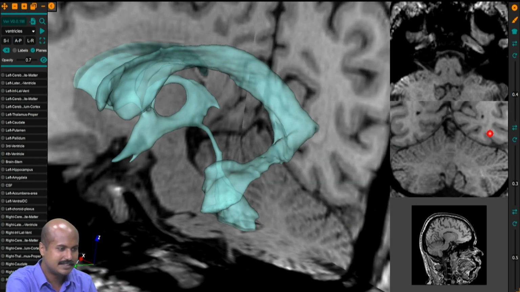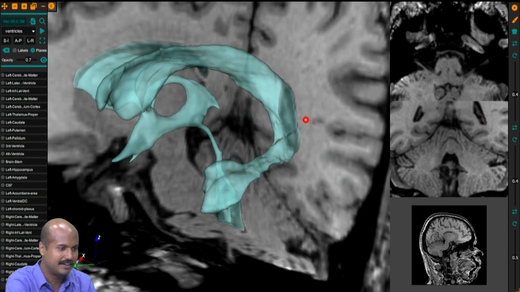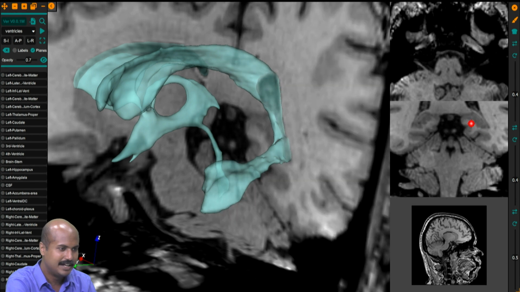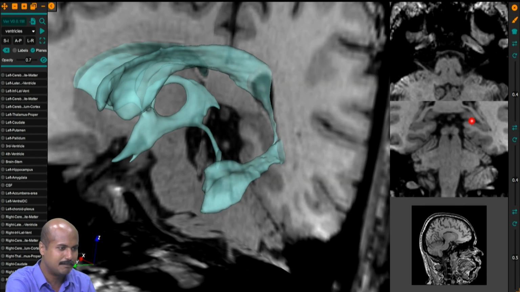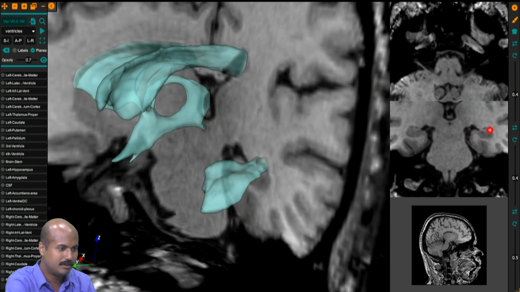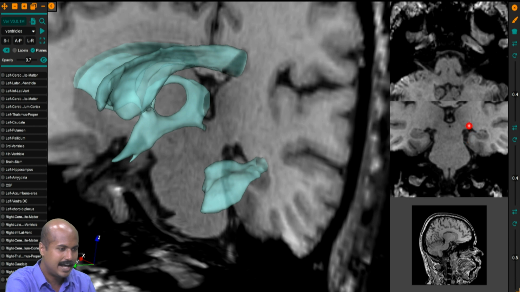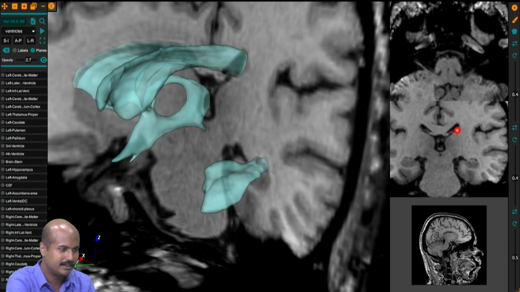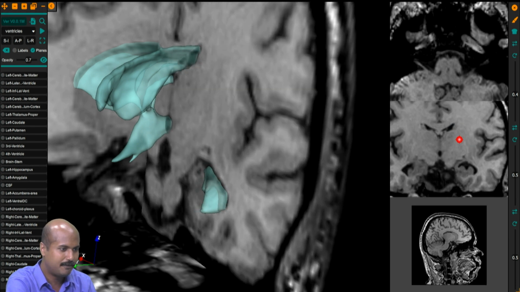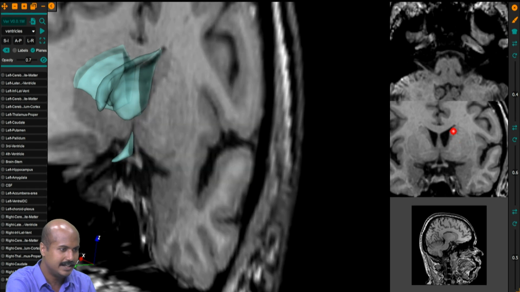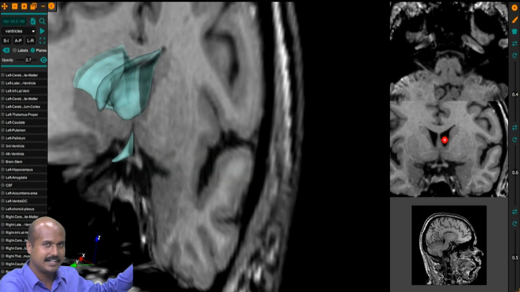Okay. So as we move forwards, you can see the lateral ventricle getting larger. Now you are in the atrium. Now I am moving forwards and you can see the body above, and as I move downwards you can see the inferior horn here, and the body will be located here. Okay, this is the body of the lateral ventricle. I am moving more anteriorly. You can see the anterior horn of the lateral ventricle. This is the anterior horn of the lateral ventricle.